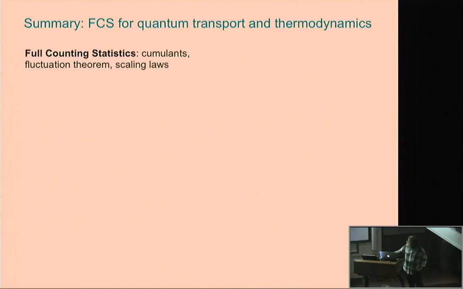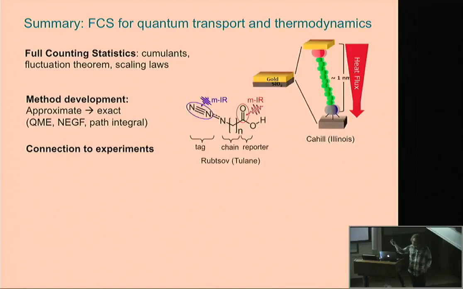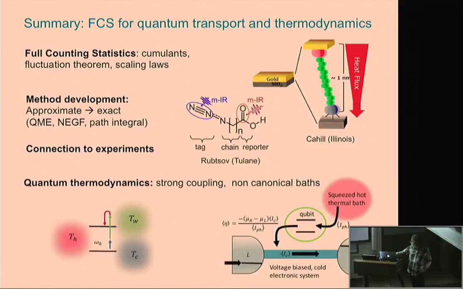So in summary, this whole story was done in the context of full counting statistics. We are interested in method development, playing with different tools to better understand the strengths and applications of different methods. As I've said, we are trying to make some connections to experiments. And finally, some predictions from quantum thermodynamics, strong coupling, and what happens if the reservoir is non-canonical.